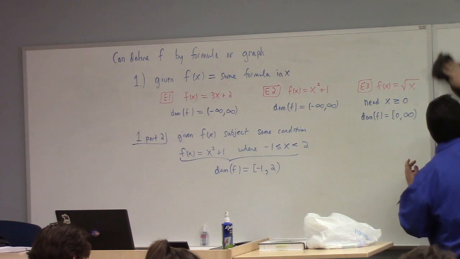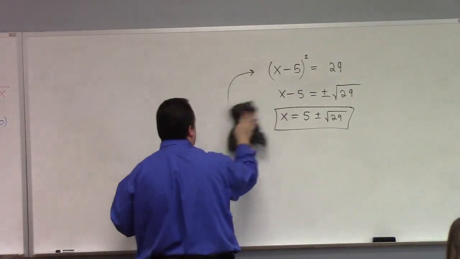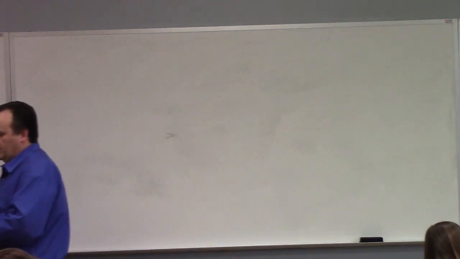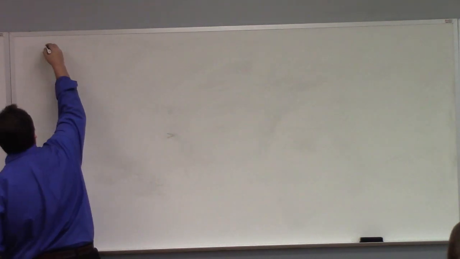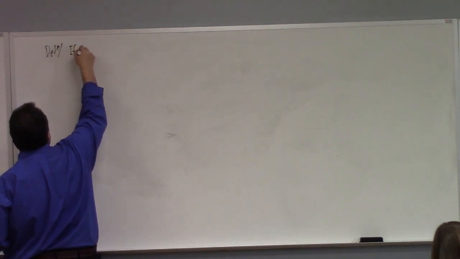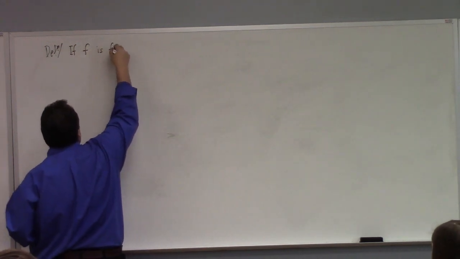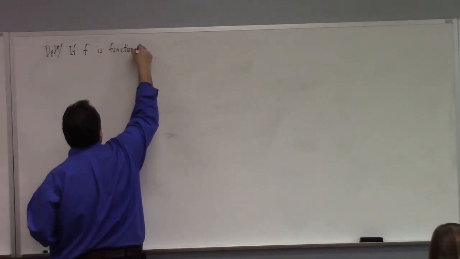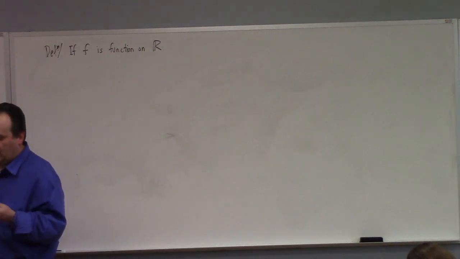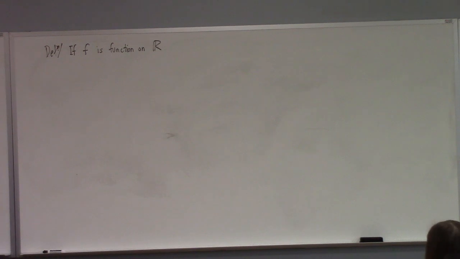We can give a formula. The other way to define a function is by its graph. All right, by its graph. So what's a graph of a function? So, definition: if f is a function on the real numbers, that's just a fancy way of saying that its domain and its range are both subsets of real numbers, okay? That's what we're looking at in this course, though, is functions of a real number. Functions on R.